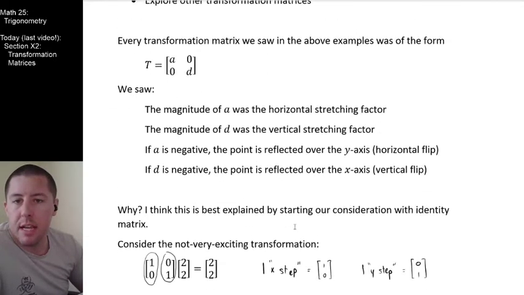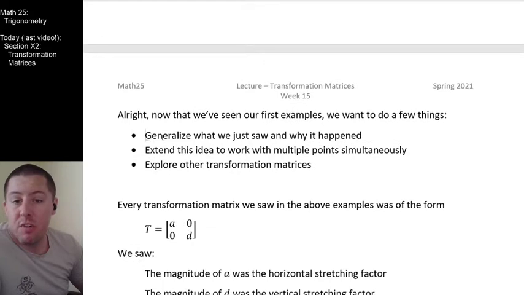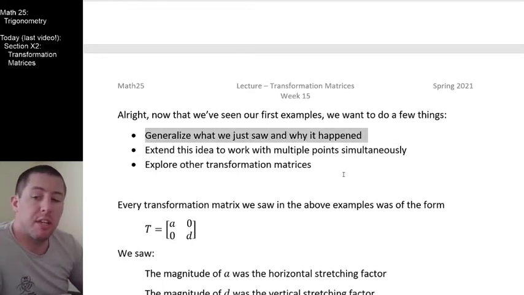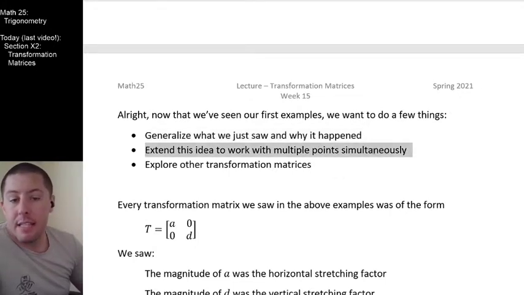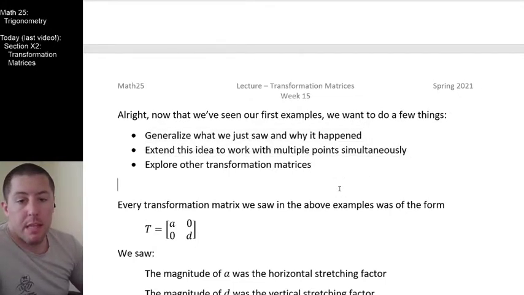So we just said a second ago the 3 things we want to do are generalize what we just saw and why it happened. Why it's happening is because we're actually stretching space, not moving the points. We now want to extend this idea to work with more than one point simultaneously.